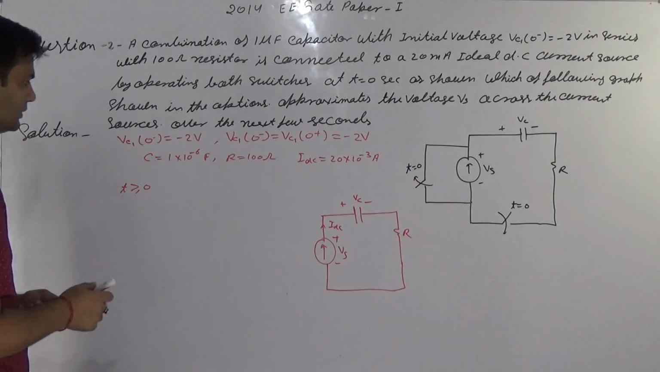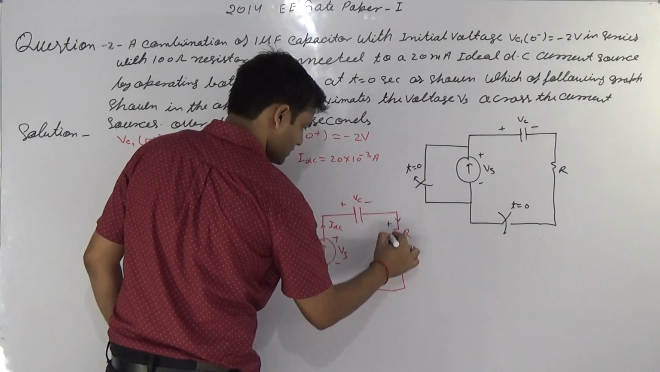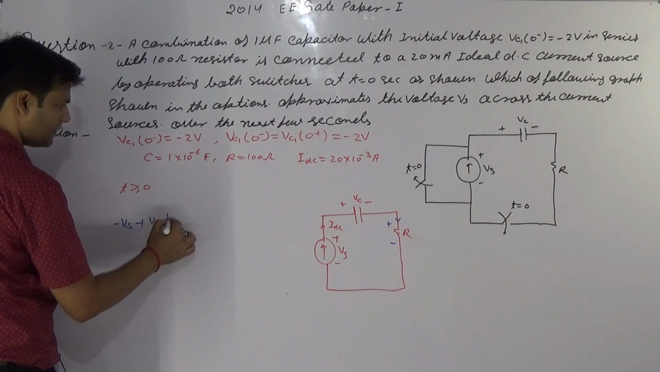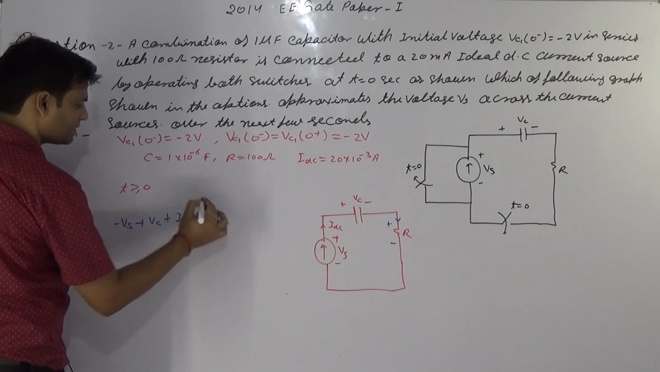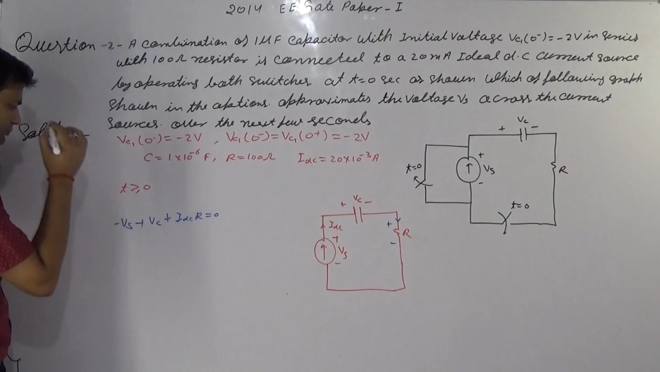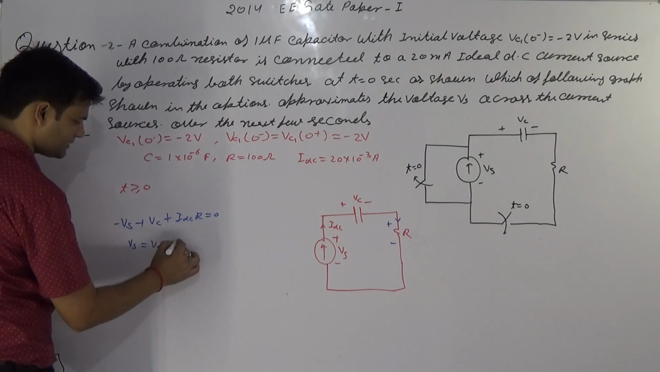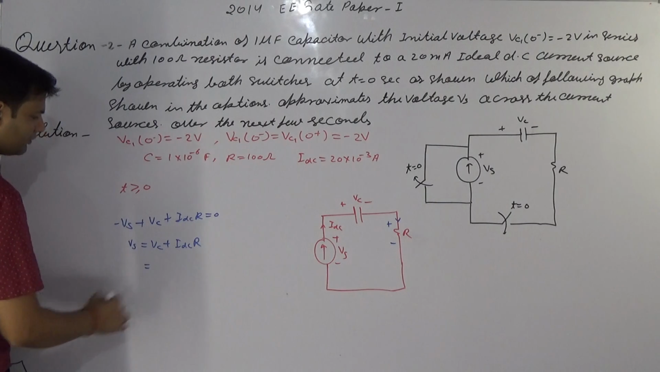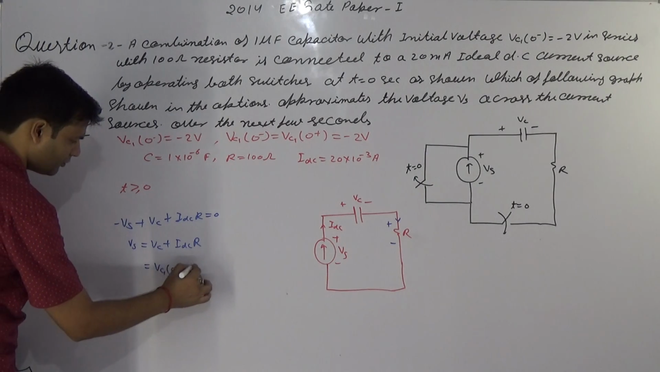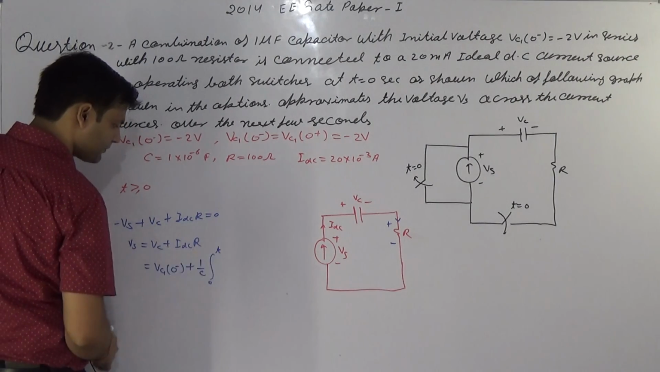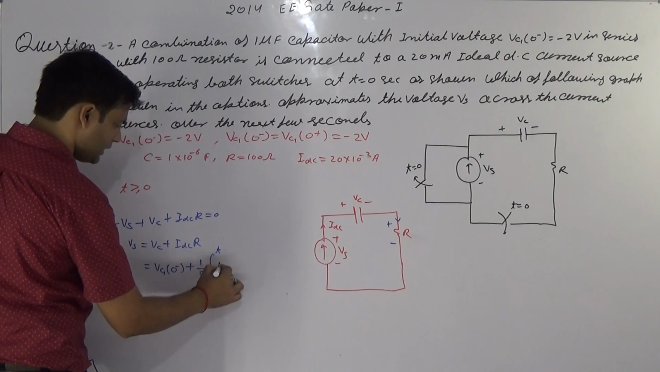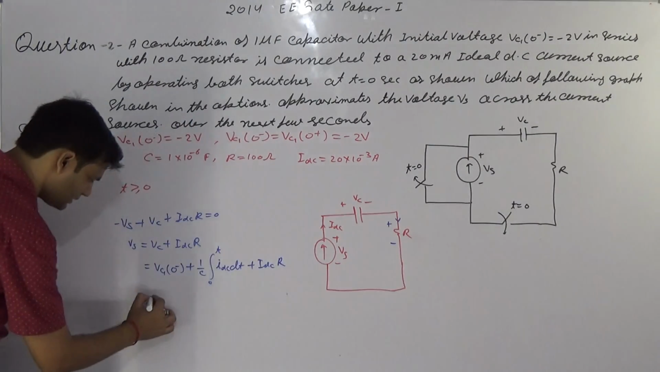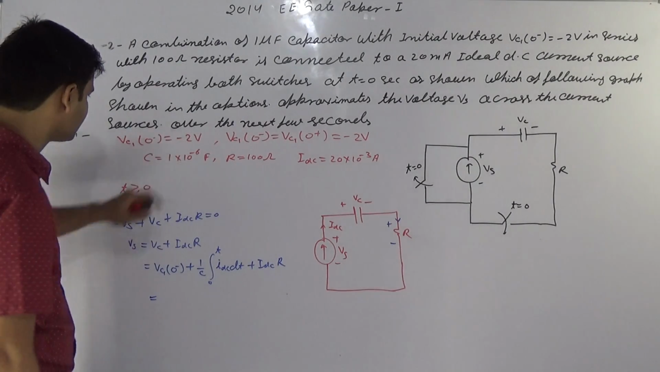Now, with the polarity like this, applying KVL: minus Vs plus Vc plus IDC into R equals 0. So Vs equals Vc plus IDC into R. Vc equals Vc(0) plus 1 by C integral from 0 to T of IDC dt, plus IDC into R. Vc(0) is -2.